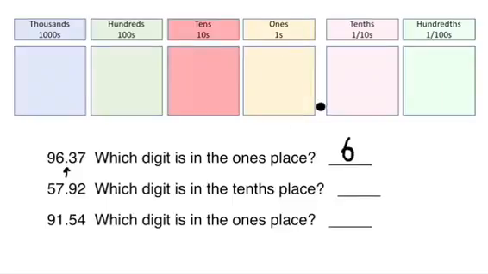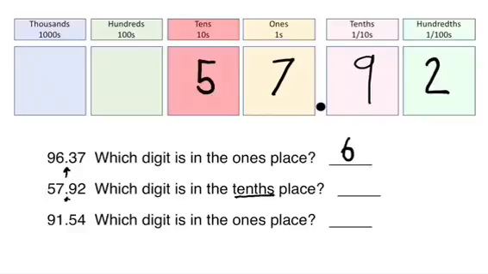Next one, 57.92. Well, the decimal point is there, and I know the 7's one side of it, and the 9's the other, and the 5's there, and the 2's there. My number is 57.92. Which digit is in the tenths place? Well, it's this place, so it's 9.